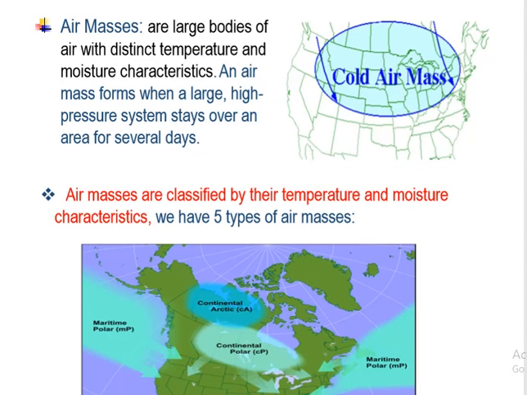The second outline is air masses. From the name, air masses are large bodies of air with distinct temperature and moisture characteristics, so it will contain the same amount of water at the same temperature. Okay, when a large high pressure system covers an area for several days with the characteristic of high pressure, we can call it an air mass. We have 5 types of air masses. Every type takes the name and characteristic of the area that covers it.